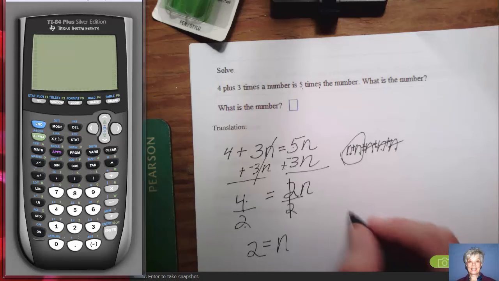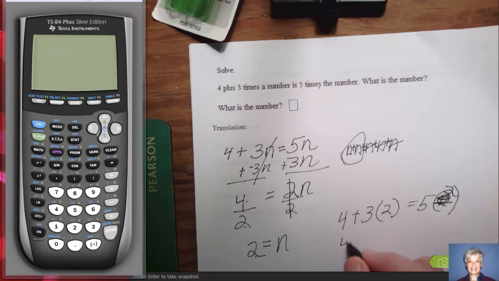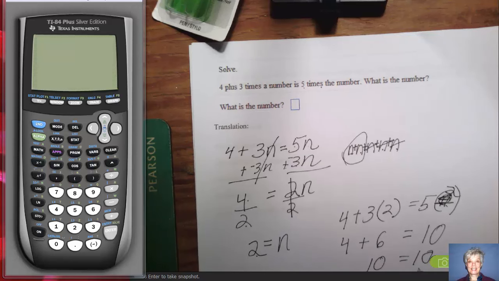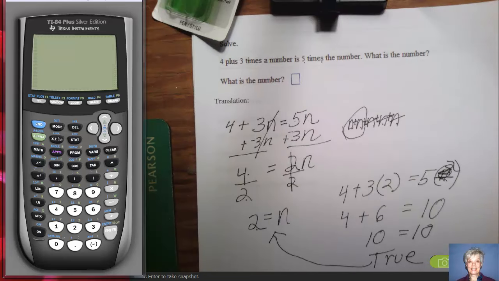4 plus 3 times a number, if this is the number, then 4 plus 3 times a number is 5 times the number. So this will be 4 plus 6 equals 5 times 2, that's 10. 4 plus 6 is 10. I have 10 equals 10, which is a true statement. When I have a true statement from my check, that means this was indeed the real answer. Whoops, there we go. I keep forgetting to check how far down the paper I've come. But we were right. n equals 2 is the number.